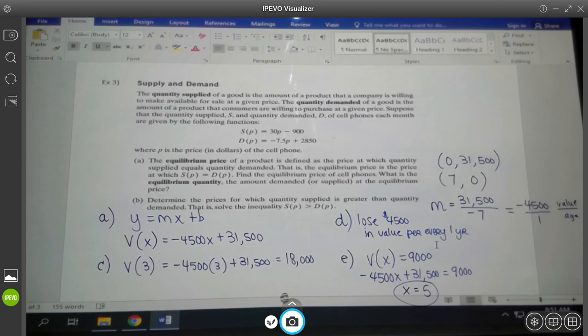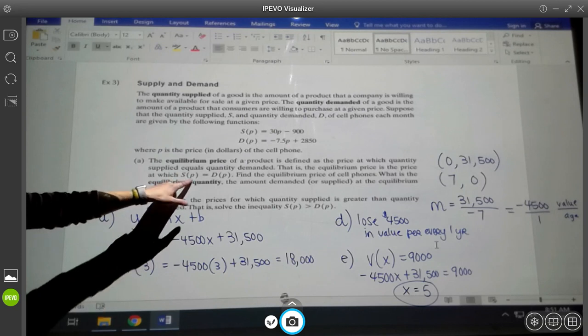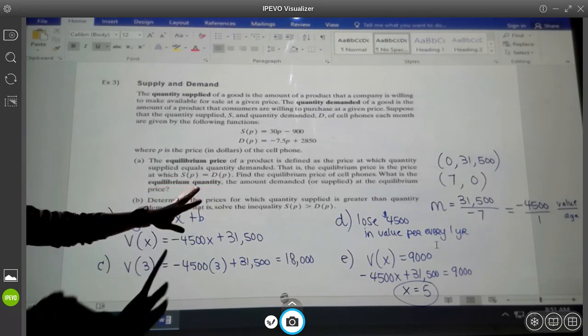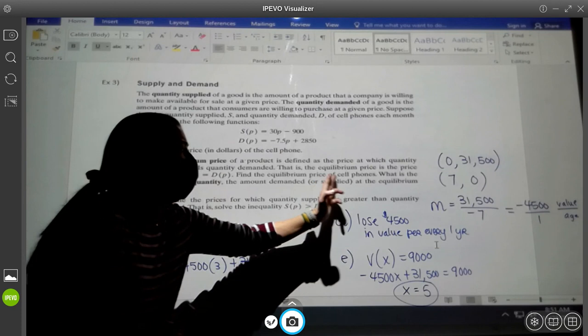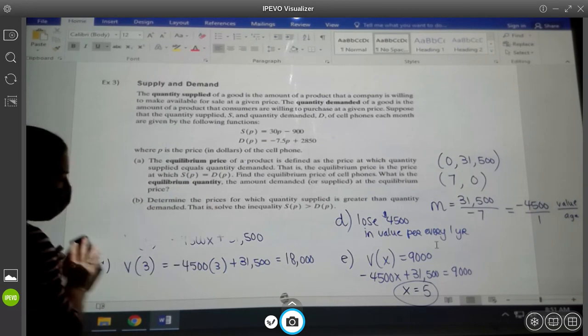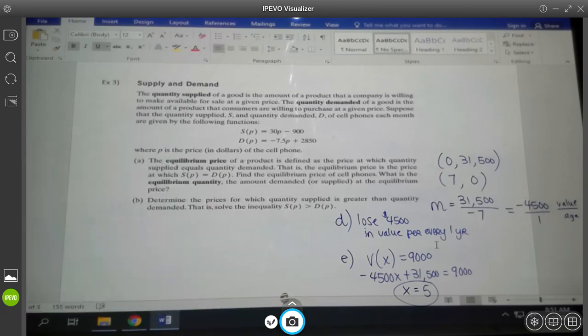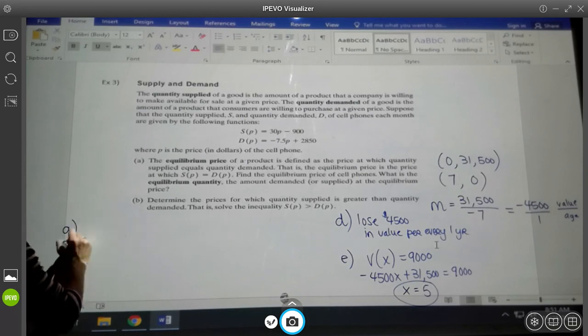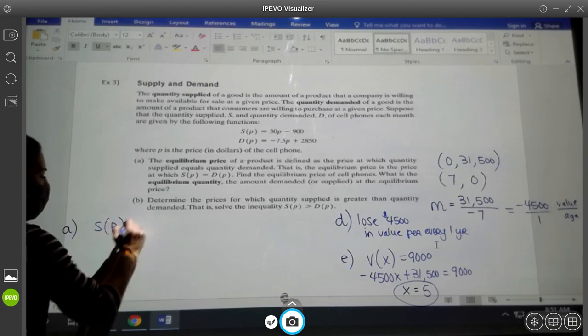What price does this cell phone have to be sold for to make the supply and the demand equal? So guys, that's nice and easy. Set these functions equal and let me know what you get. So when does S of P equal D of P? And they basically told you to do that. So when does 30P minus 900 equal negative 7.5P plus 2850?